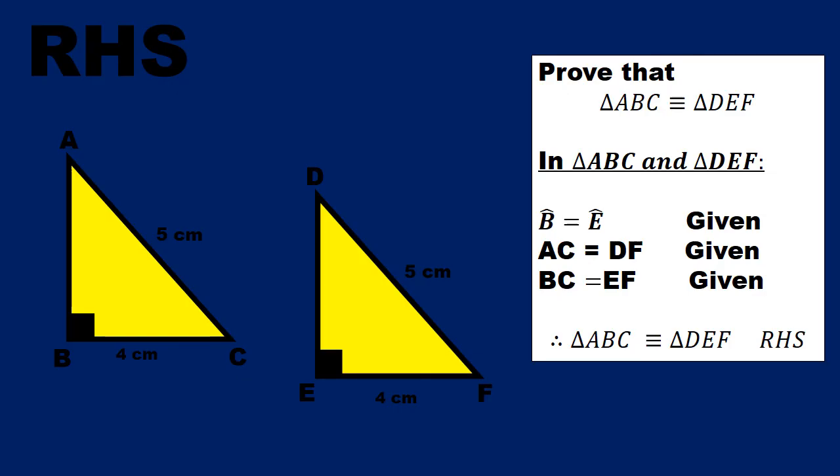Okay, so you always start with triangle ABC and triangle DEF. The following I do note. B is equal to E is equal to 90. You could have added that, and that is given. AC is equal to DF, which is the hypotenuse, that is given. And BC is equal to EF, that has also been given. Thus, triangle ABC is congruent to triangle DEF, and that is a right-angled hypotenuse side for your reason.